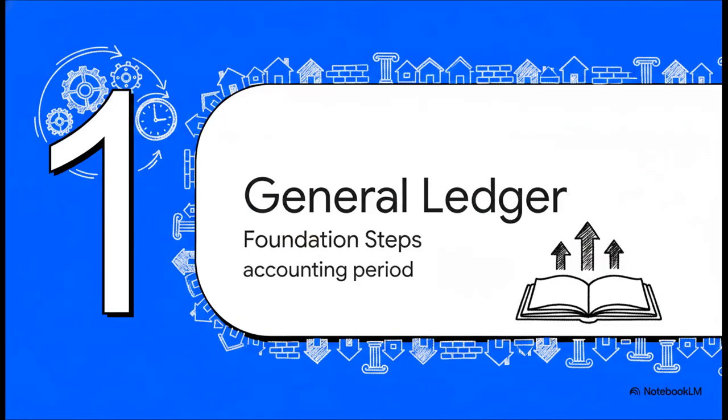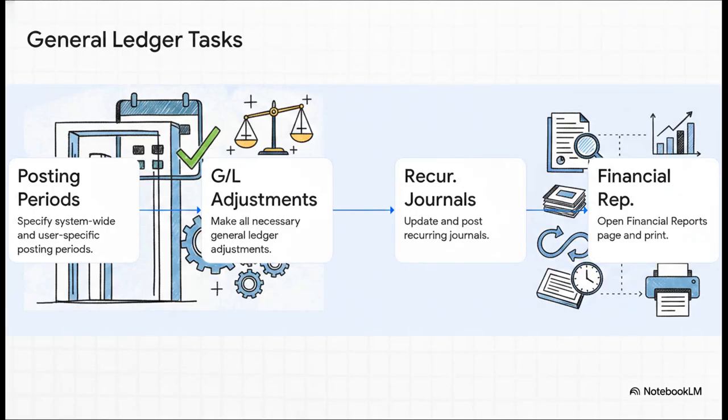All right, kicking things off with Section 1, General Ledger Foundation. This is where we lay down the ground rules for the entire system for our current accounting period. Our absolutely critical first step here is specifying the posting periods. Basically, by restricting these dates, we're locking down the system. It guarantees nobody accidentally records a transaction in a closed month, which, trust me, saves us from some massive reporting headaches later on.